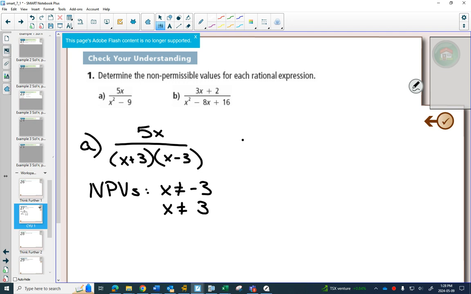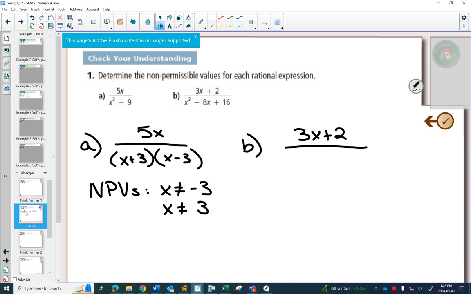Same thing in part B. Notice it's okay for x to be 0. The top can be 0 of a fraction. Your numerator can be 0. It's just a problem when you divide by 0.